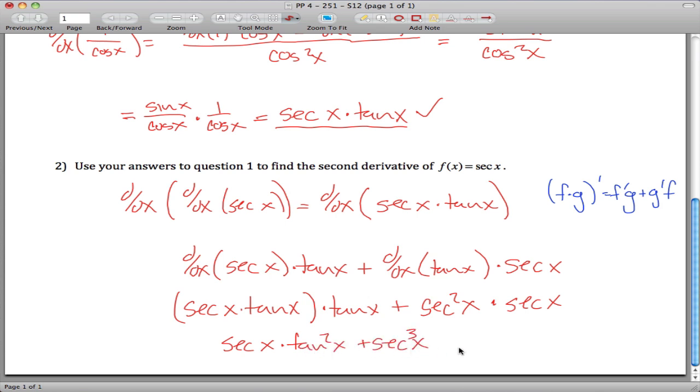Or if you really want, you could factor out a secant of x from both of them and write this as secant of x times tangent squared of x plus secant squared of x. Kind of feels like this should simplify to something, but this isn't a 112 class. I don't know if it does anyways. Nothing jumping out to me. But I'll just leave it like this. We don't have to mess with trig identities all day. It's a calculus class. We took the derivative. We're done. That is the end of this perfect problem.